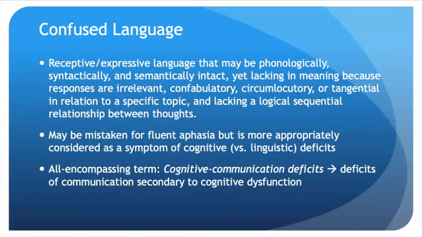Confused language is often seen in TBI. Receptive and expressive language can be phonologically, syntactically, and semantically intact, but it lacks meaning because the responses are irrelevant, confabulatory or made up, circumlocutory, or tangential, only tangentially related to the topic in response to a specific topic. They might lack a logical sequential relationship between thoughts. So it's confused. The semantics, the syntax, the morphology, the phonology might be there, but the pragmatic aspects are not. This can be mistaken for fluent aphasia, but it's more appropriately considered a symptom of cognitive deficits.